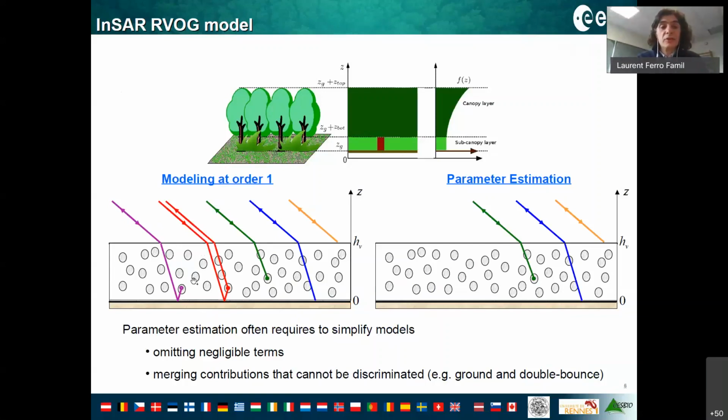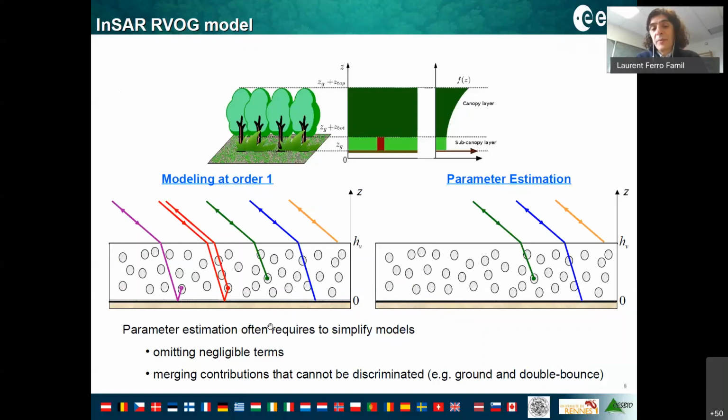in this case, you can show that in many environments, not all of them, but in many environments, this number of scattering mechanisms can be reduced to a much lower one because you can neglect some terms, since the amplitude is very low. For instance, this triple bounce scattering mechanism is very often neglected. Not always. In some cases, it can be present, but most of the time the amplitude is very low, so we can neglect it.